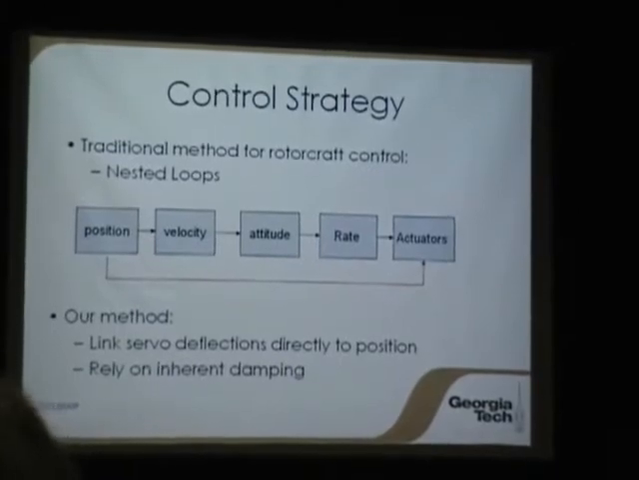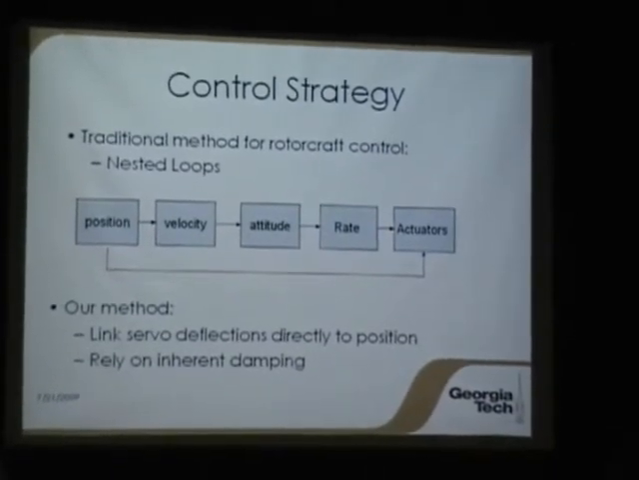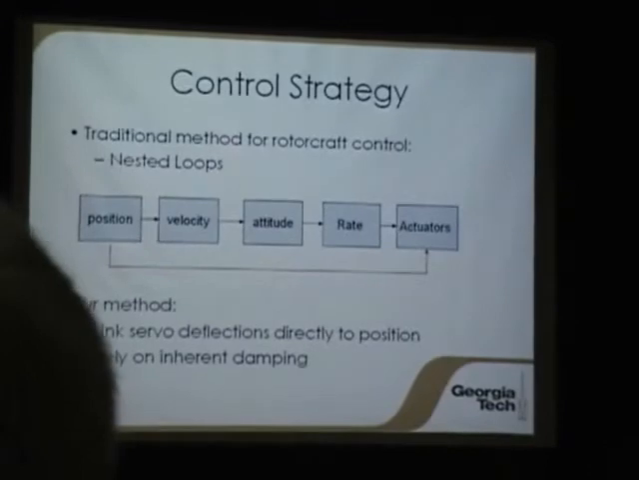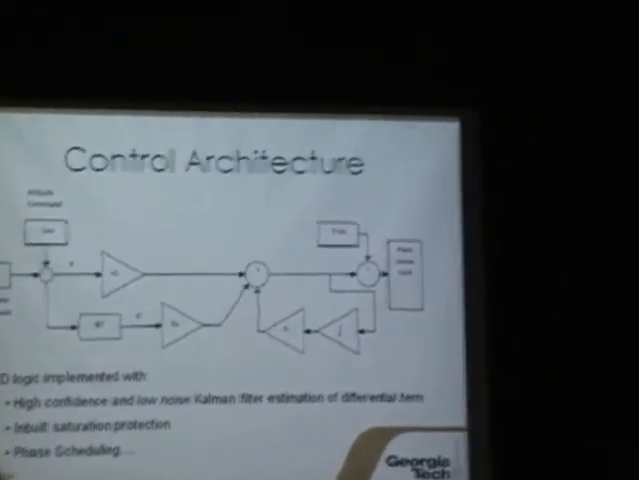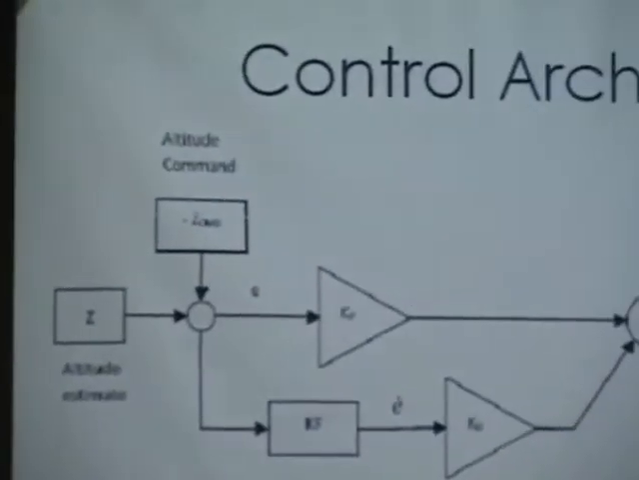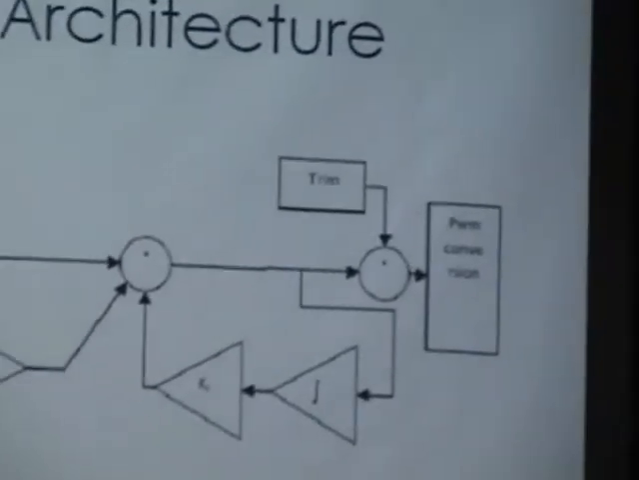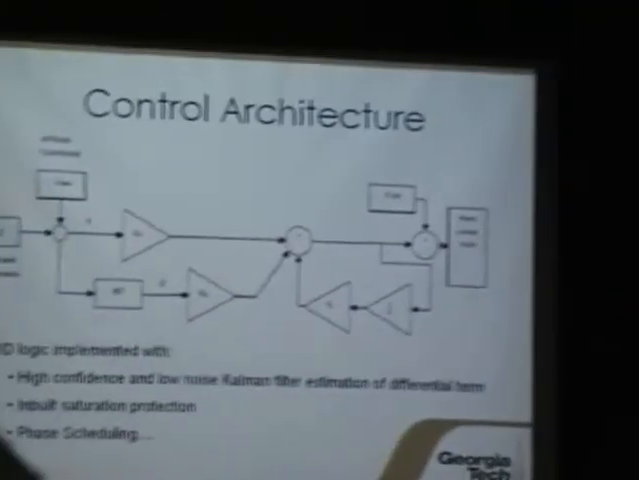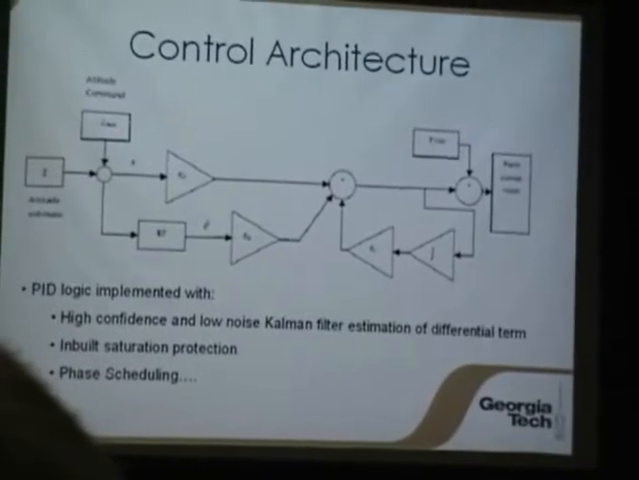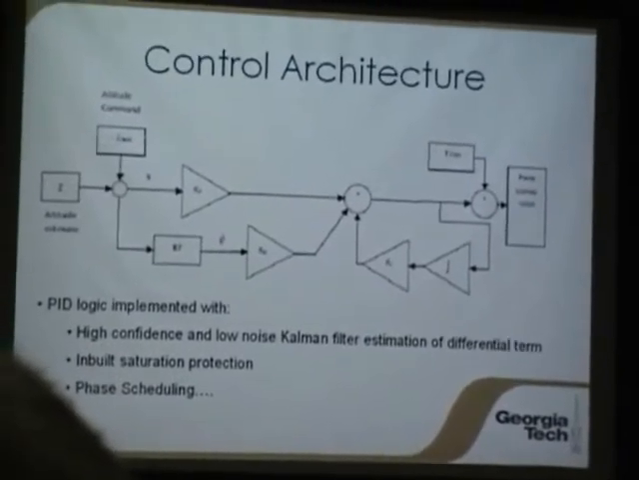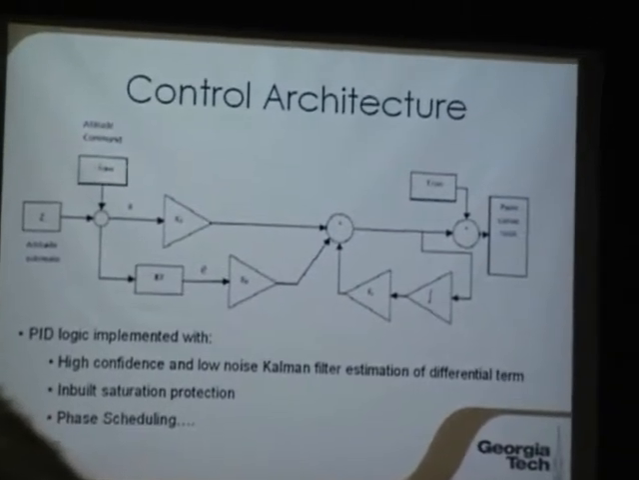So we're basically relying on inherent damping and connecting position directly to actuators. The control architecture is pretty simple. This is a diagram for the attitude control. The other loops are similar. What we do is we separate, and this is very common in rotorcraft control, the control loops into 4 different loops, which are altitude control, lateral control, longitudinal control, and rudder control. And then we couple them together.